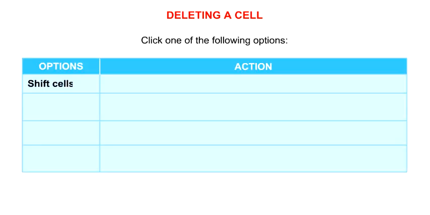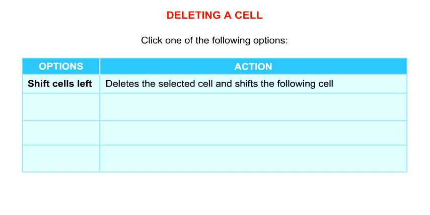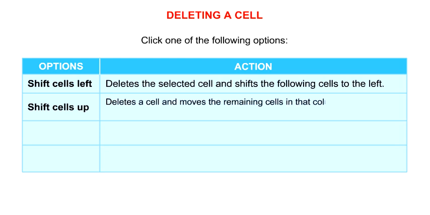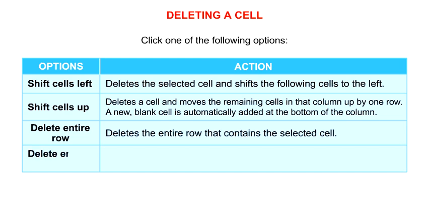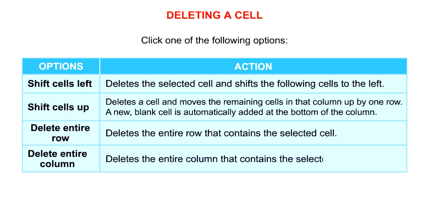Click one of the following options. Shift Cells Left. Deletes the selected cell and shifts the following cells to the left. Shift Cells Up. Deletes a cell and moves the remaining cells in that column up by 1 row. A new blank cell is automatically added at the bottom of the column. Delete Entire Row. Deletes the entire row that contains the selected cell. Delete entire column. Deletes the entire column that contains the selected cell.